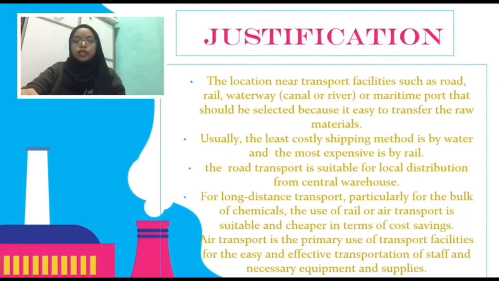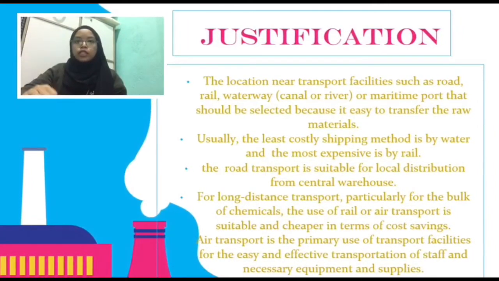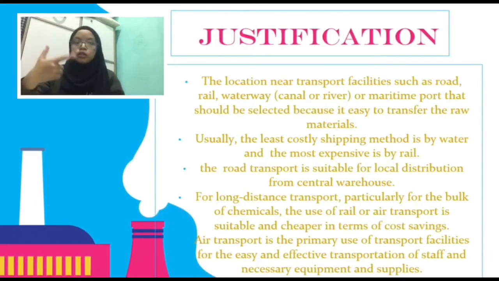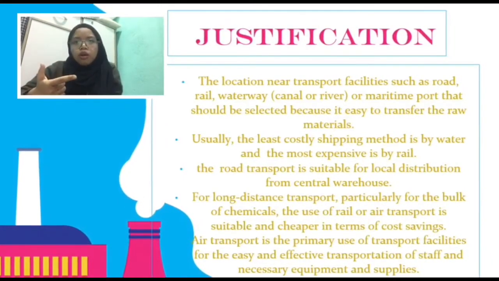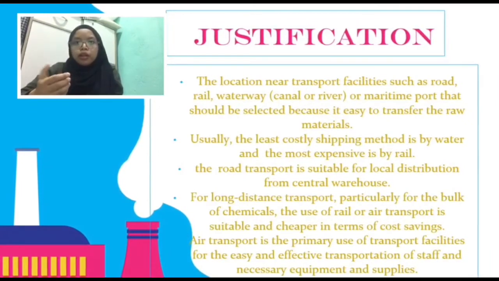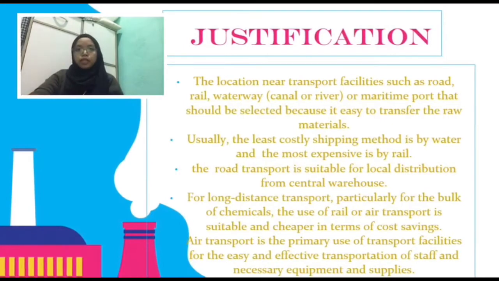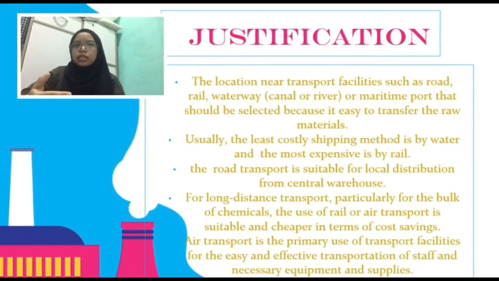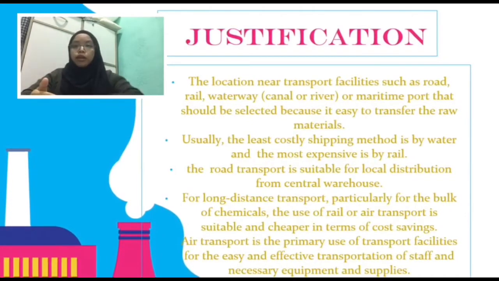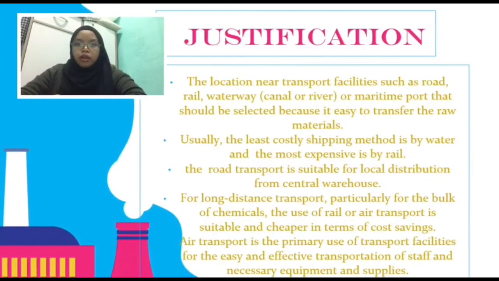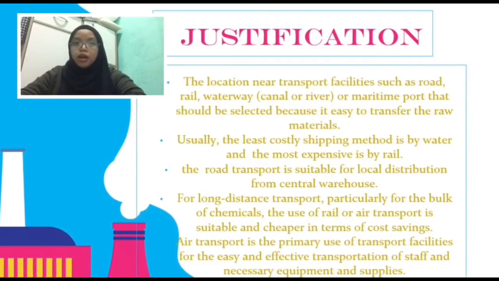For the justification for this factor, first, the location should have transport facilities such as roads, railway, waterway, which is canal or river, or a maritime port, because it is easy to transfer the raw materials. Usually, the least costly shipping method is by water and the most expensive is by rail. Road transport is suitable for local distribution from a central warehouse.